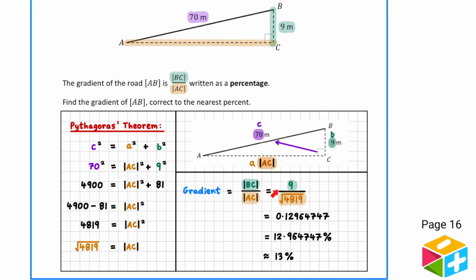Typing this fraction into our calculator gives us 0.12964747. We were asked to present the gradient as a percentage. To convert from decimal to percentage, we multiply by 100 and write in a percentage sign. When we round this off to the nearest percent, we come to the final answer that the gradient is 13%.